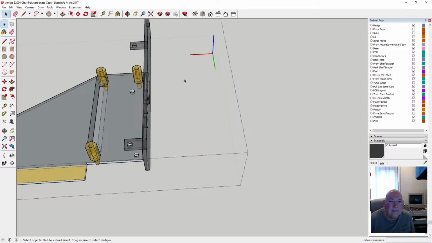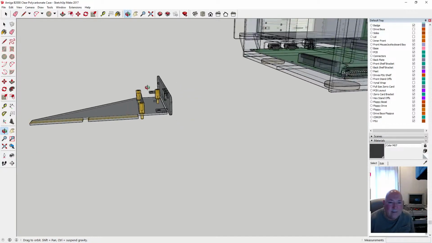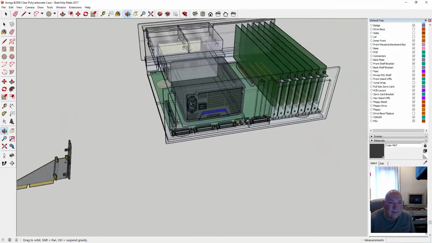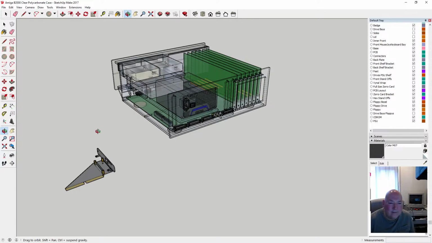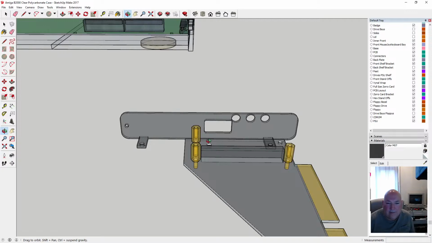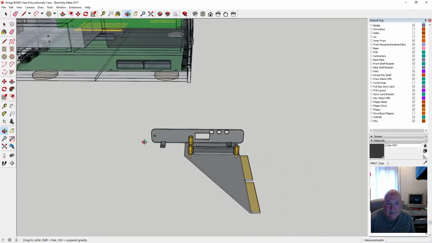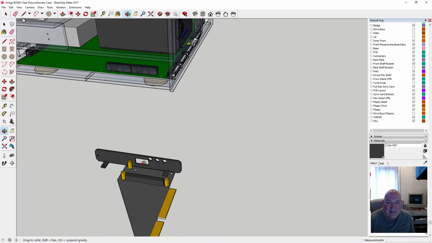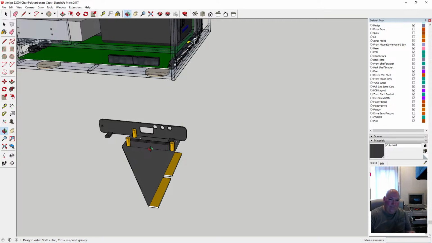Something is adrift. Yes, one of my measurements is out. The bracket doesn't sit there, does it? That's supposed to be there. So something is way out. That's interesting. Right, so well, there's the real one. Oh, it's all falling apart.